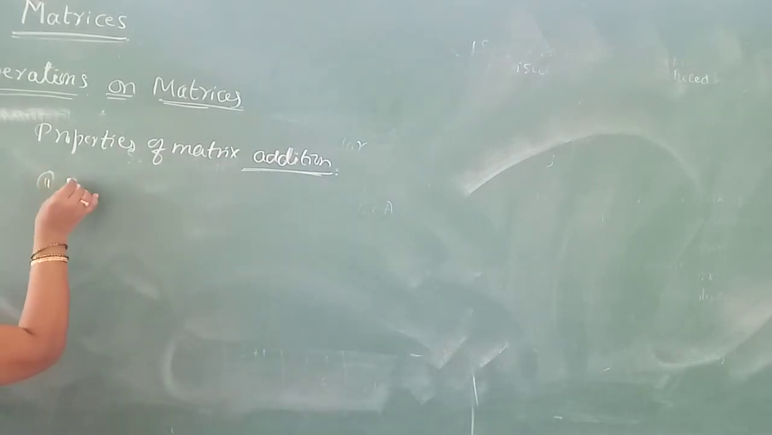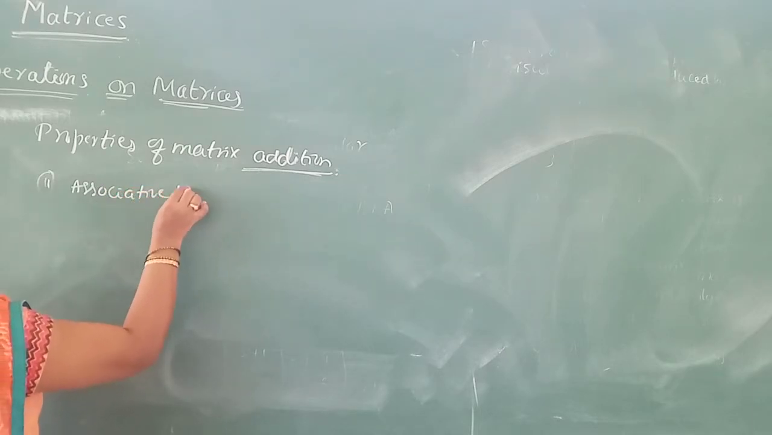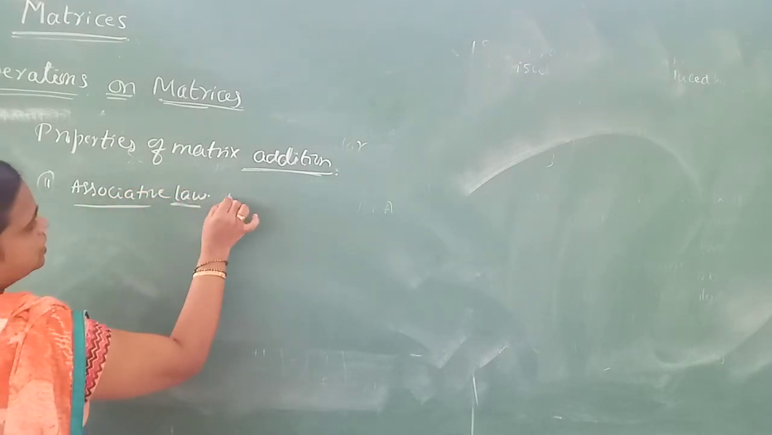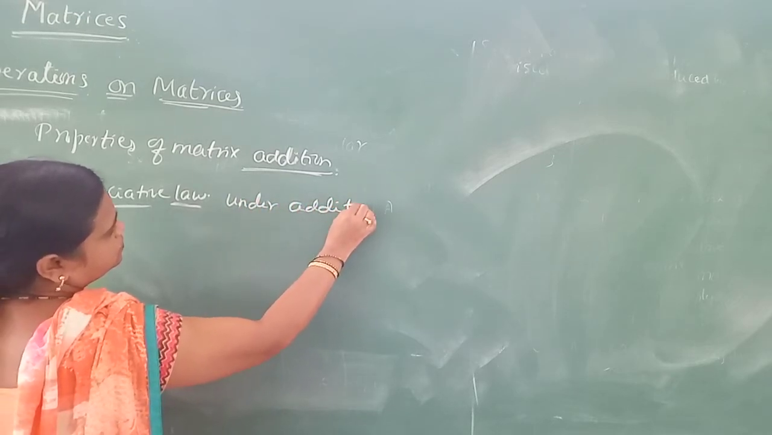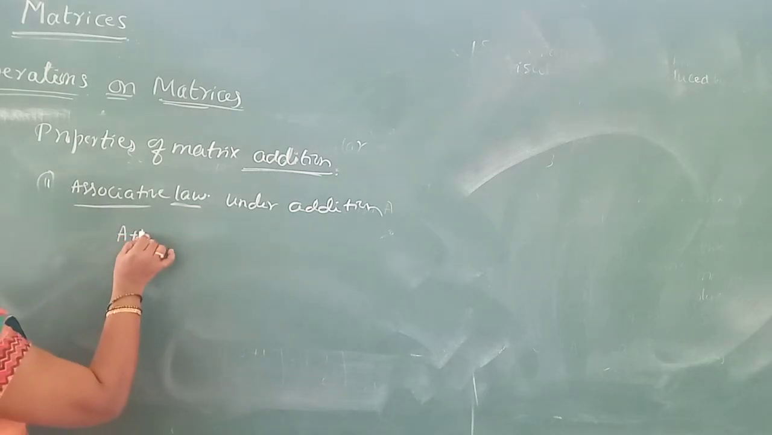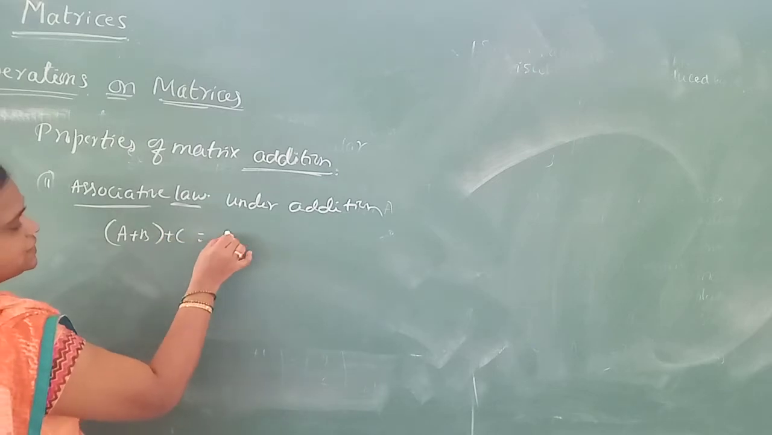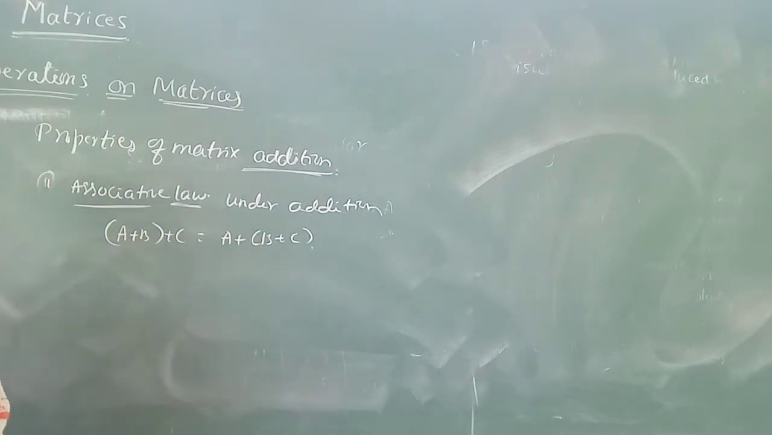Associative law. Associative law under addition. That is, here we consider 3 elements, that is (A plus B) plus C is equal to A plus (B plus C). Verify.